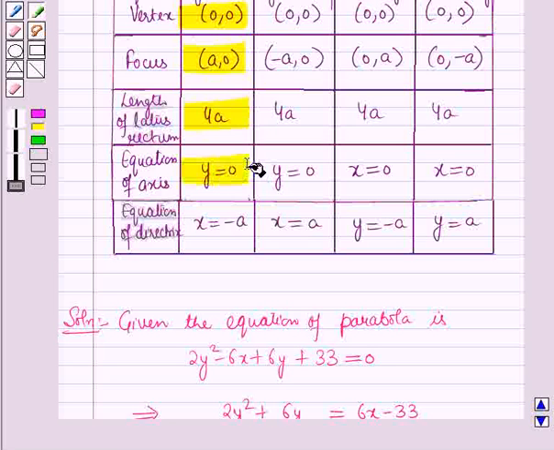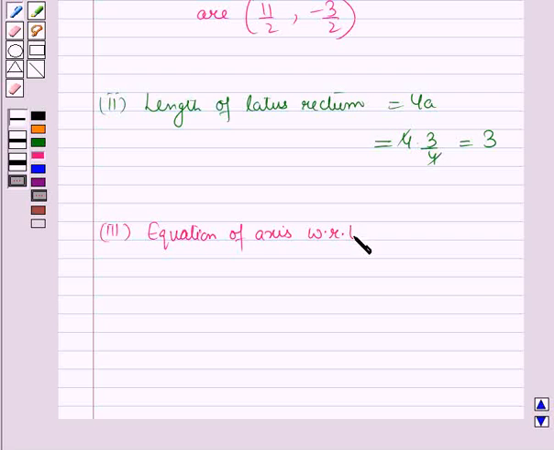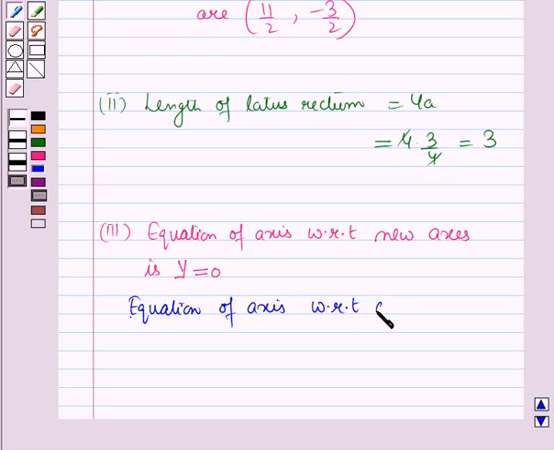Now in the next part, we will find the equation of axis. Now using this result, which is given in the key idea, the equation of axis of the parabola with respect to the new axis is Y is equal to 0, and the equation of axis of the parabola with respect to old axis is, now here put Y is equal to 0, y plus 3 by 2 is equal to 0, which implies y is equal to minus 3 by 2.